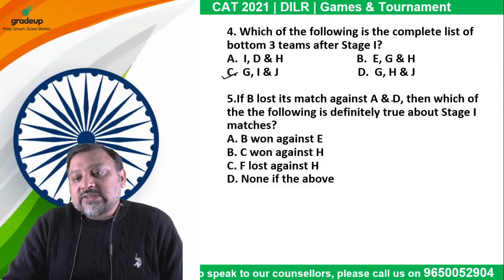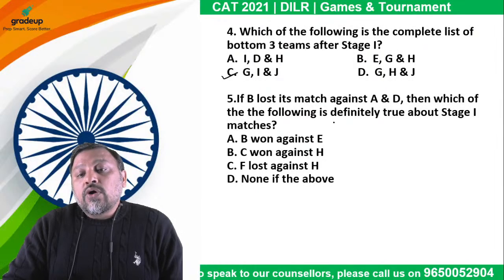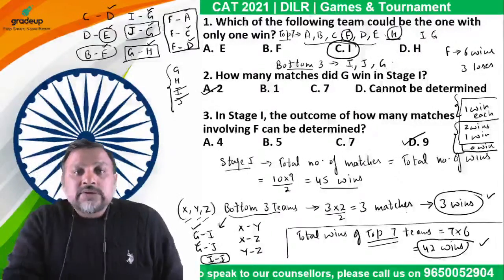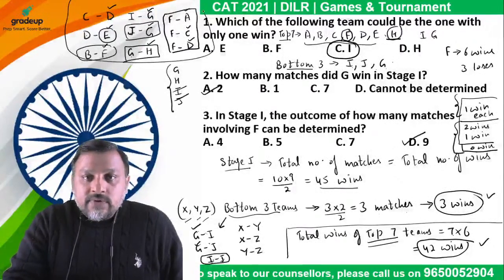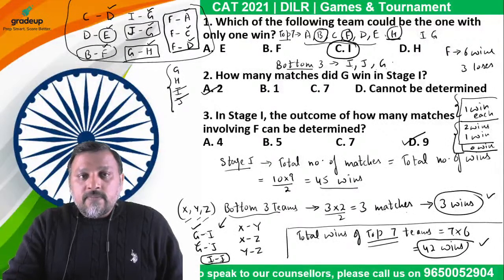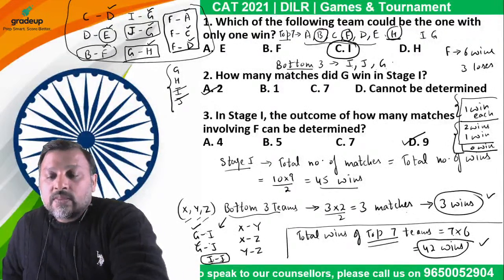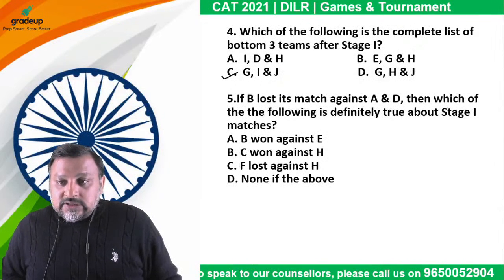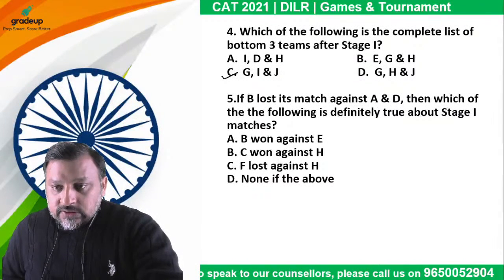B lost his match against A and D. Which of the following is definitely true about stage 1 matches? This is the information that we have about the matches, and we know B is in the top 7. So what can we say? Please answer this question.